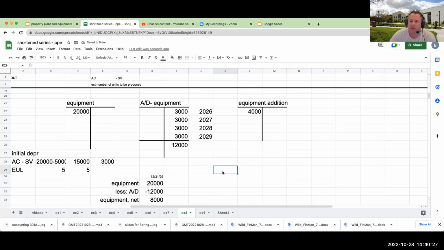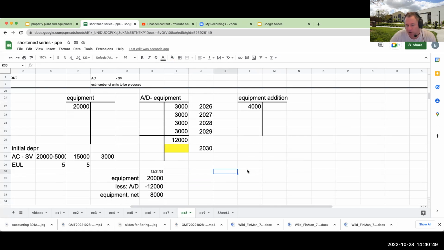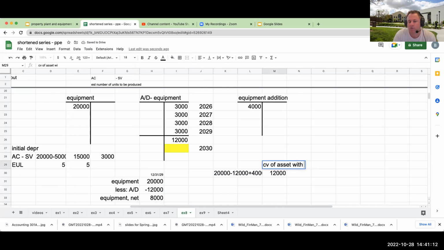So what is going to be my new depreciable base? What I'm trying to figure out is how much depreciation expense I should be taking for the year 2030, given the fact I just spent this $4,000. So I have the equipment minus the accumulated depreciation plus the new equipment addition. This gives me a total of $12,000, the carrying value of my asset with the new engine. Again, it's what I originally paid for it, less $12,000 of depreciation in total, that's $8,000, plus the new engine I just put in, which has a carrying value of $12,000.